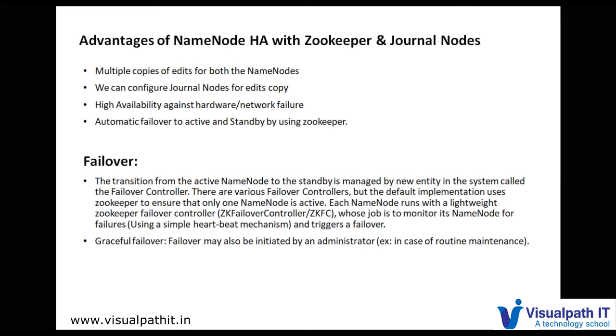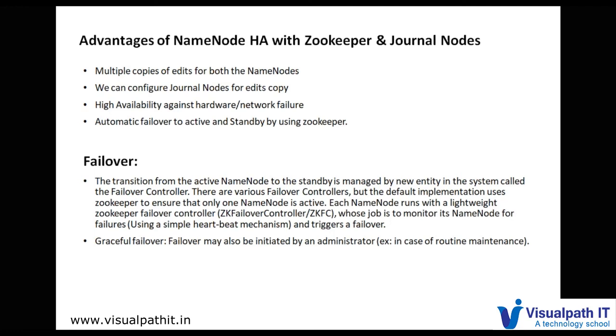And what is meant by failover? The transition from the active NameNode to the standby is called failover. Failover means, for example, if the active goes down, the standby should automatically come up. The moment the NameNode goes down, the standby should automatically come up; that process is called failover. It is managed by a new entity in the system called the failover controller. There are various failover controllers, but the default implementation is the Zookeeper failover controller.